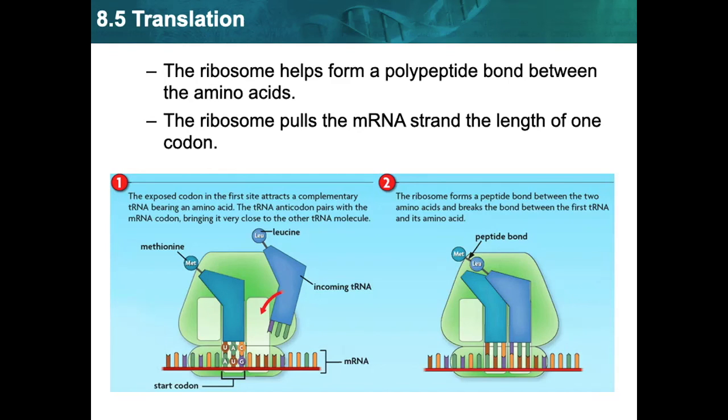So the ribosome pulls the mRNA strand, one codon every time. So it jumps forward 3 nucleotide bases every time. So it goes from being right here to being right here, then to being right here. You each have a 3 nucleotide space for the next tRNA to come in.